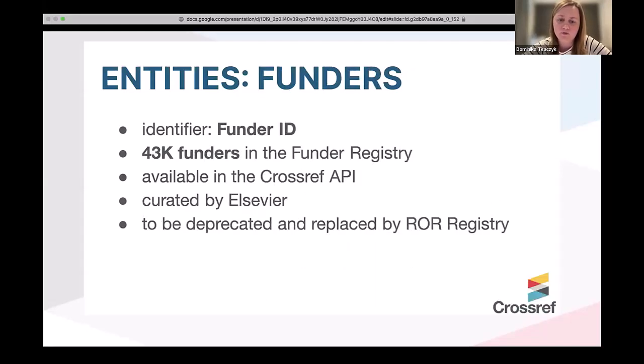One special type of organization is a funder organization. There is a separate registry called the Funder Registry. It contains 43,000 funders, and each of them is identified by a funder ID. This data is currently curated by Elsevier and made available openly by Crossref through our APIs.